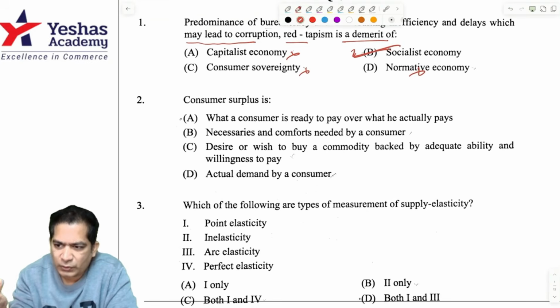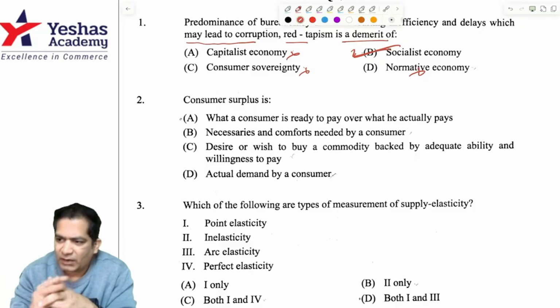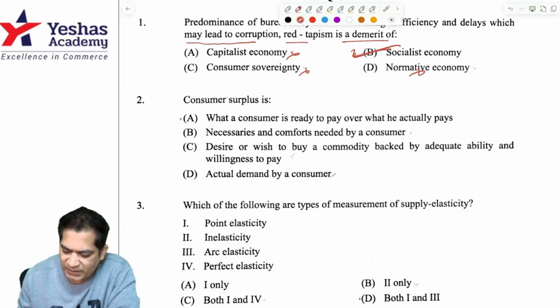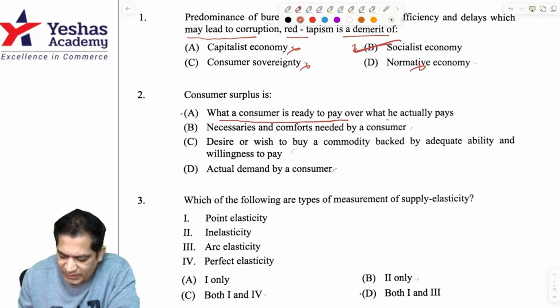Consumer surplus, we all know consumer surplus given by Alfred Marshall is what the consumers are willing to pay and what they actually pay. That is the difference between MU and price. So what a consumer is ready to pay over what he actually pays, straight away A will be the correct answer.